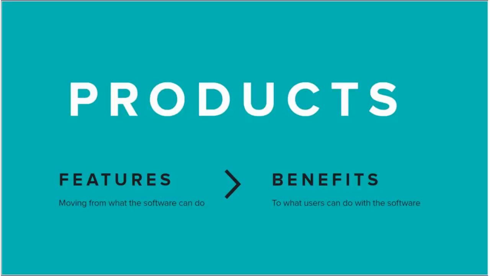One of the common themes when we spoke to our customers, and we have more than 1 lakh customers, is that increasingly it's not about whether the product can provide a particular feature or functionality or not. What we are looking at is moving from what the software can do to what the users can do with the software itself.